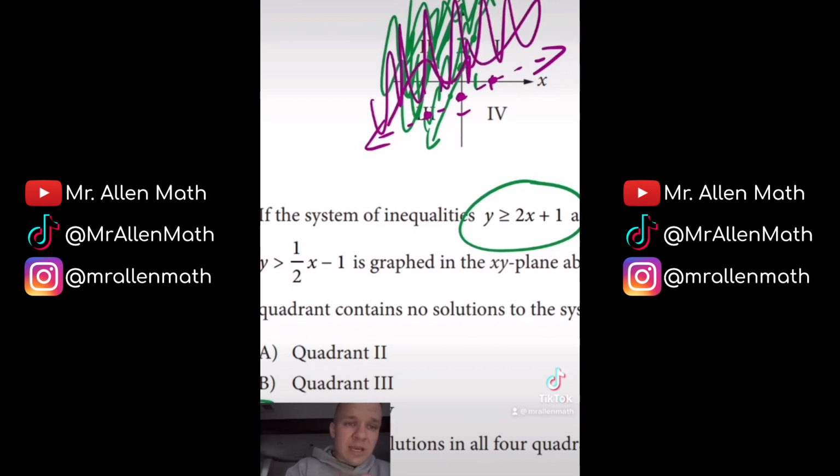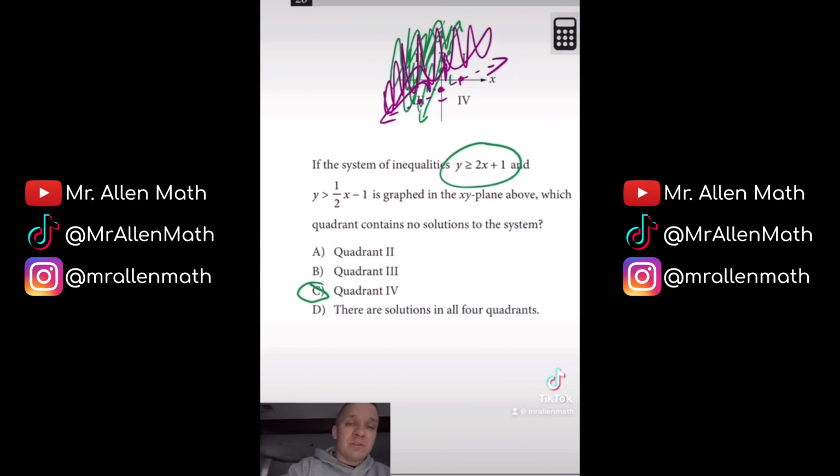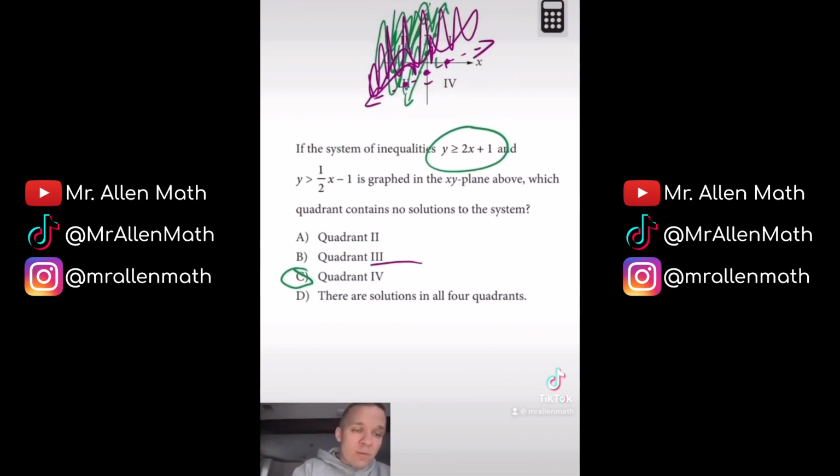And as we can see here, the overlap of the solution exists in quadrants 1, 2, and 3, but there is no overlap in that fourth quadrant. So our answer is still the same. We are most definitely choosing choice C there, quadrant 4.